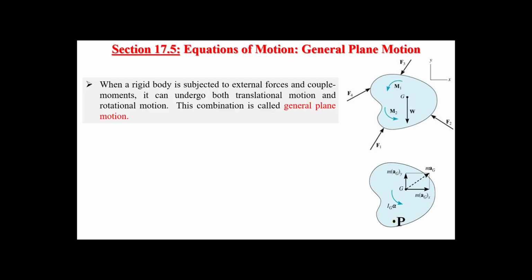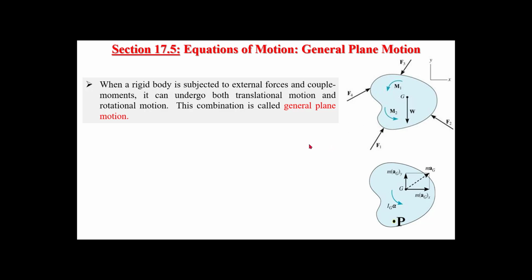Okay, so when a rigid body is subjected to external forces and couple moments, it can undergo both translational motion and rotational motion. This combination is called general plane motion. This is the definition of general plane motion. So here we have a rigid body, and here we have external forces, F1, F2, F3, and we have couple moments. So we have translational and we have rotational. So the combination, we call it general plane motion.